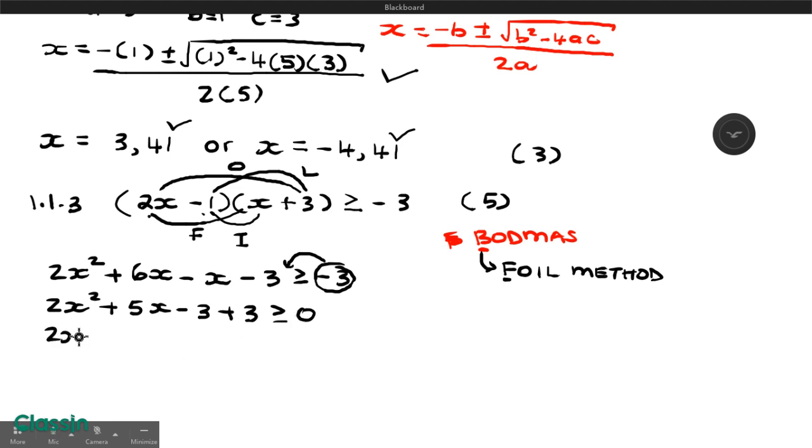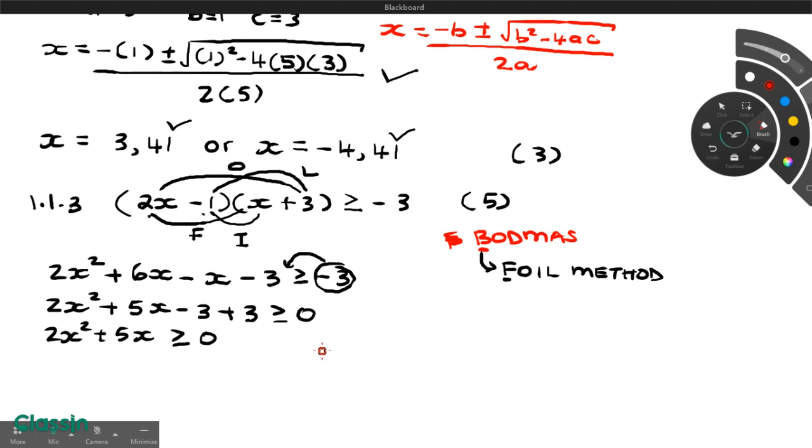Now, 2x squared plus 5x, negative 3 plus 3 is 0. Therefore, we have got 2x squared plus 5x greater or equal to 0, because in this case, 0 will not appear. Now, because we have something like this and we don't have a constant number, it means that we are now going to take out a common factor. We are now going to check the common factor.